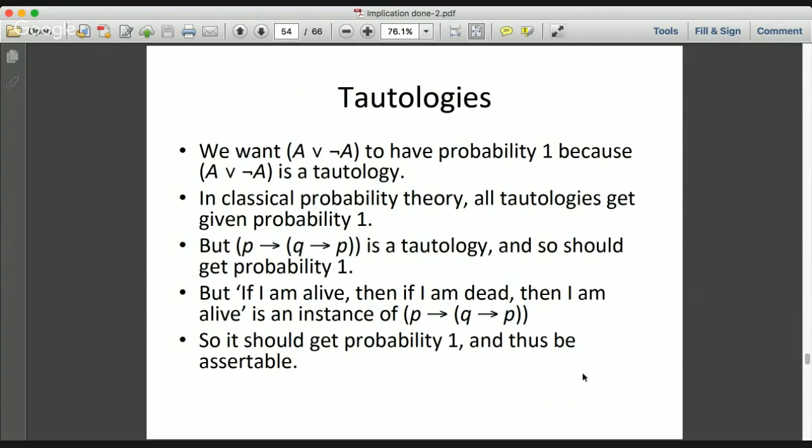But this is going to backfire, right? So you want to say that A or not A has a probability of 1 because A or not A is a tautology. And in classical probability theory, all tautologies get given the probability of 1, which is what we just showed a minute ago. But then the probability of if P, then if Q, then P, because it's a tautology, should get given the probability of 1. But then if you plug stuff into that, you can say if I'm alive, then if I'm dead, then I'm alive. That's an instance of if P, then if Q, then P. So it gets given a probability 1 because it's a tautology, and thus it's assertable.